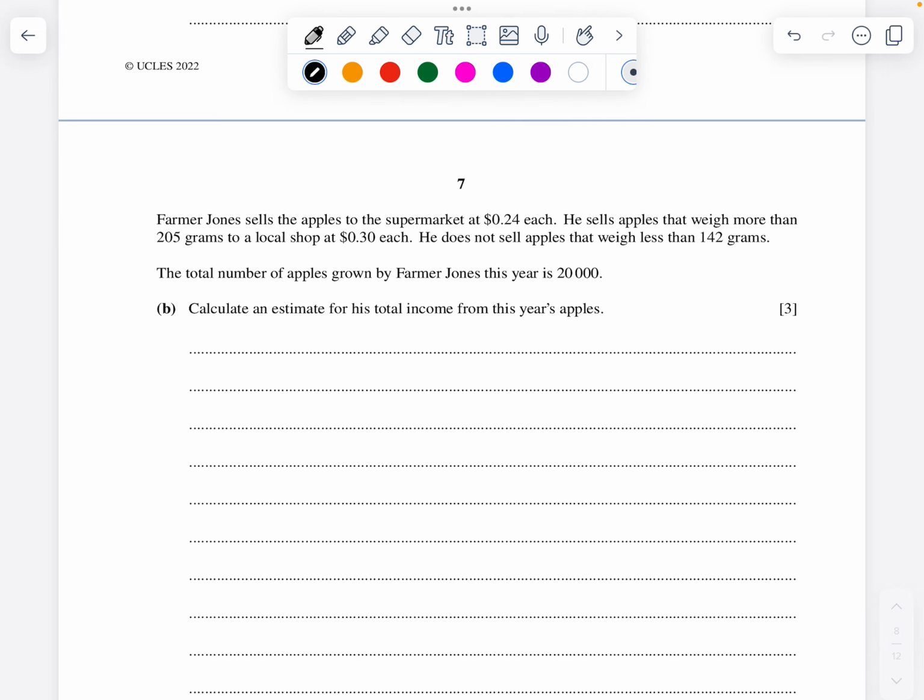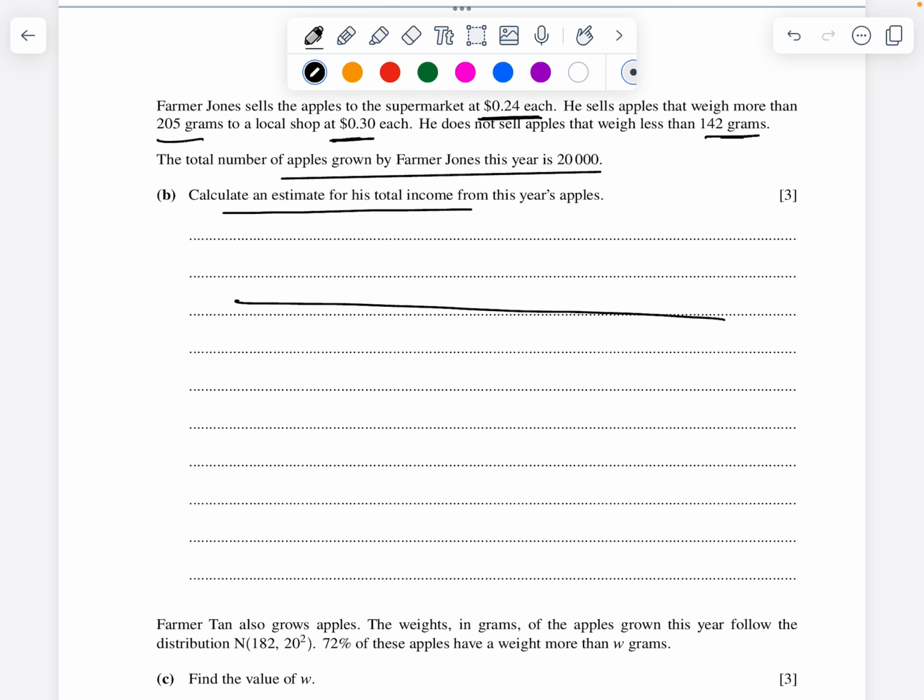Farmer Jones sells apples to the supermarket at $0.24 each. He sells the apples more than 205 grams at the local shop for $0.30 each. He does not sell the apples which are less than 142 grams. The total number of apples sold by Farmer Jones is 20,000. Calculate an estimate of his total income.